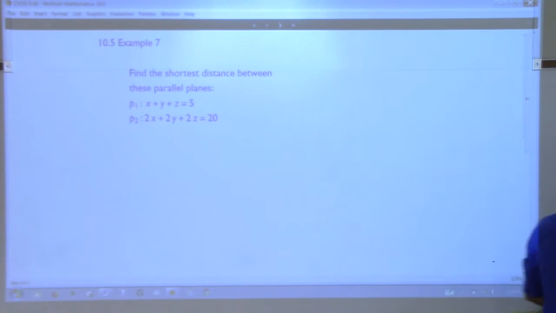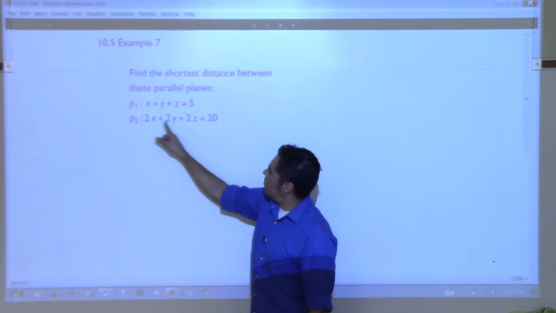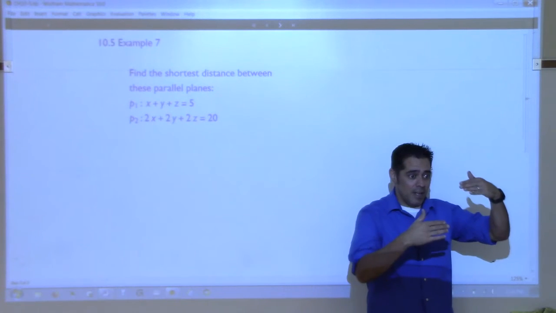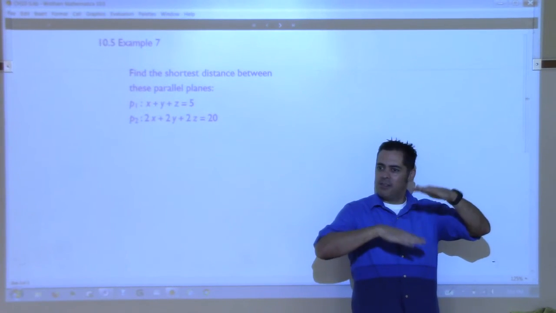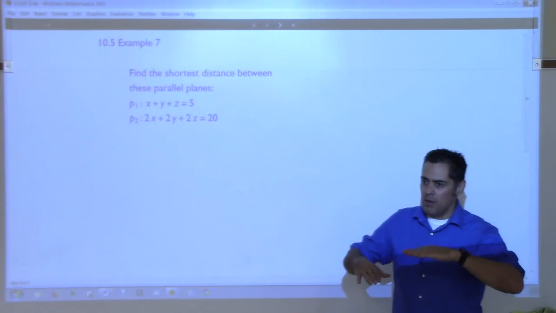What do you think the most common answer I get is for this? 2. For the distance between them? Yeah, sure. 2. That's 15 minus 4. I usually get 5 is the most common answer. So think about it. If you take plane 2 and divide everything by 2, what would you get? You get 10 on the other side. You get x plus y plus z equals 10, right? And so then the only difference between those two equations is 5 and 10, right? So you think, oh, okay, that means there's a difference of 5 between them. It's completely wrong.